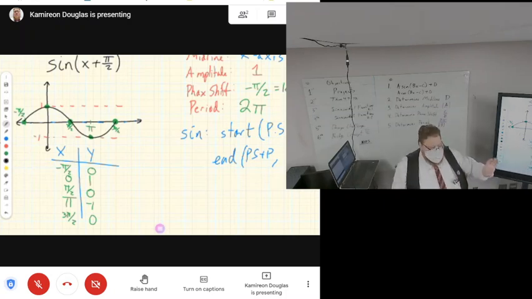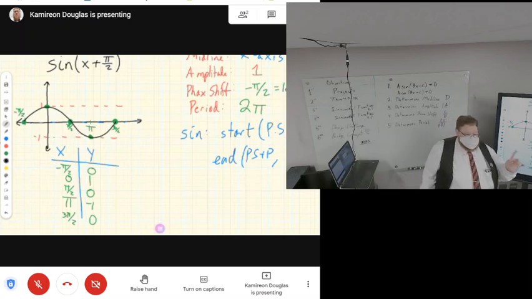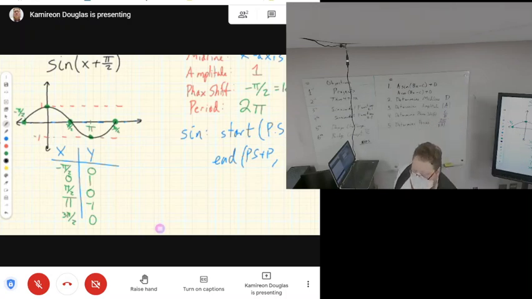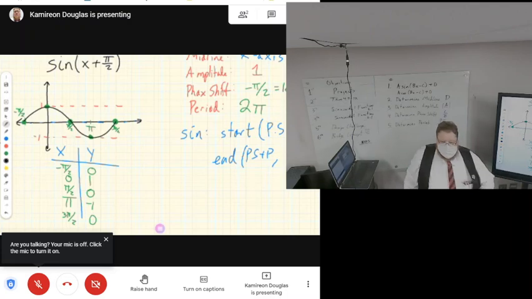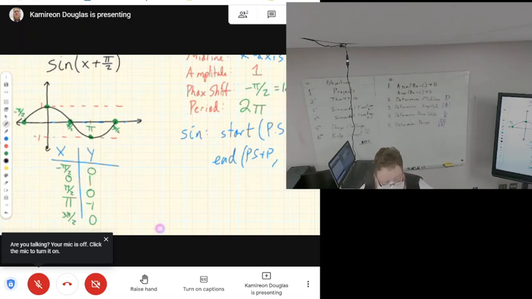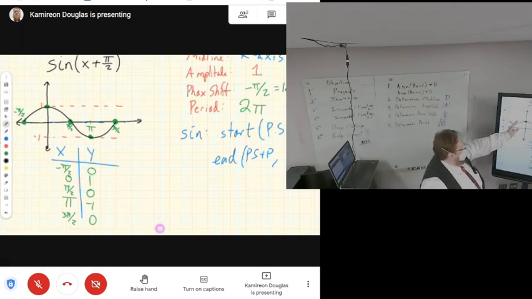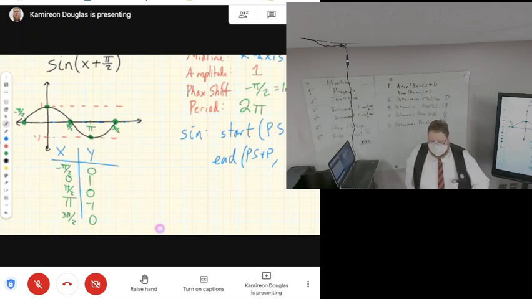Phase shift picks the graph up and moves it either left or right. In this case, it moved it left, pi over 2. Once it was moved, we then took the next phase. Let's take that function and move it left or right, but it also moves the period, because the period is based upon where it starts and where it finishes, how long that distance is. In this case, it's still pi over 2, it just moved left a little bit. Still traveling the full pi over 2.